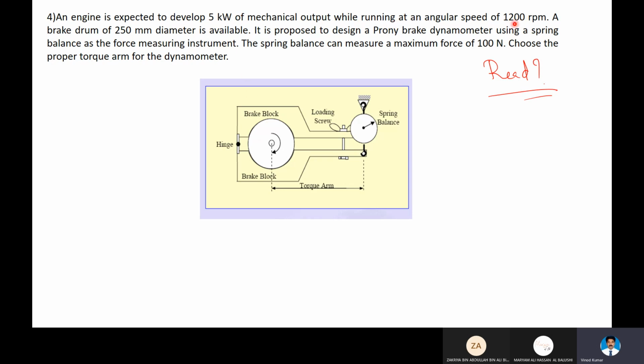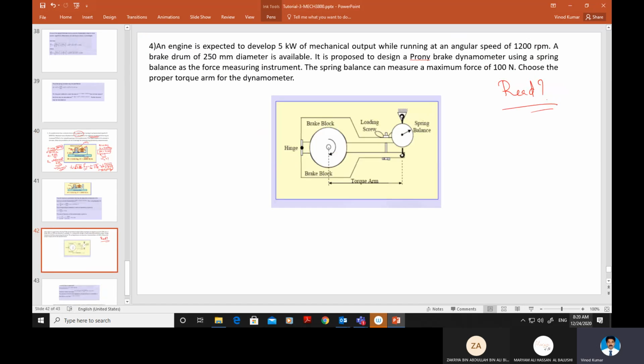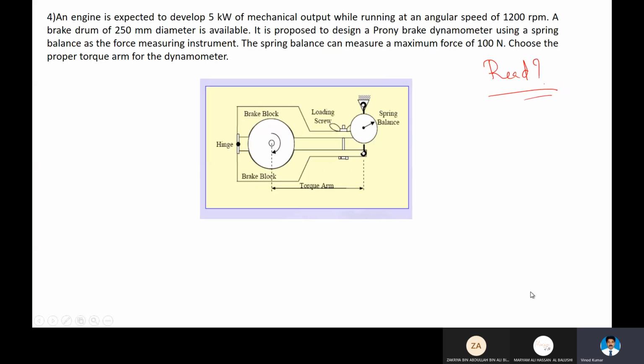While running at an angular speed, the speed of the engine is given. So here the power produced by the engine and the speed are also given. What is the power produced by the engine here? The power produced by the engine is 5 kilowatts. So this is the engine.